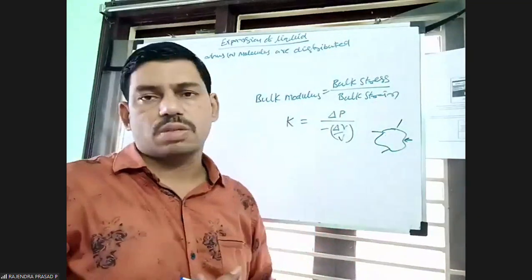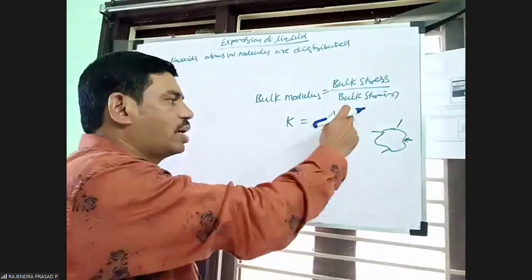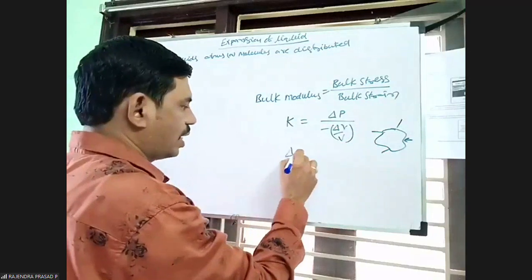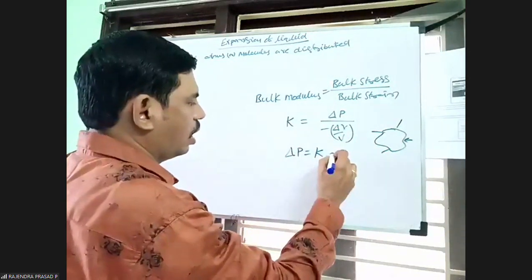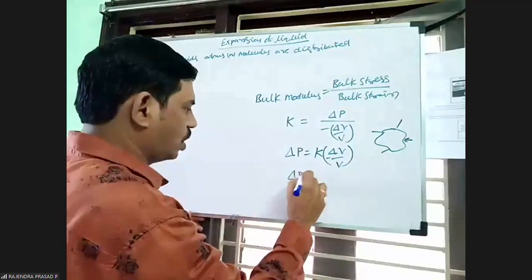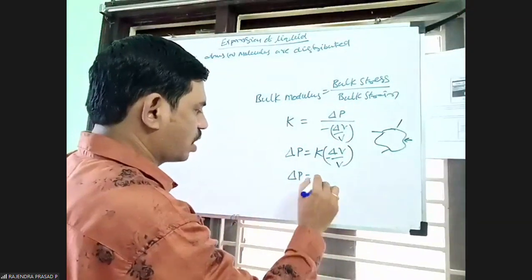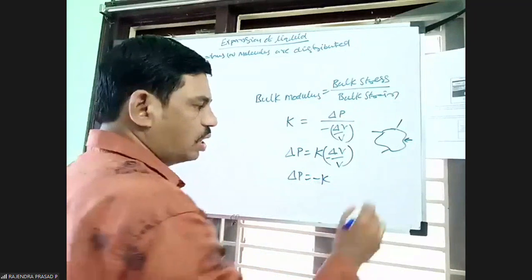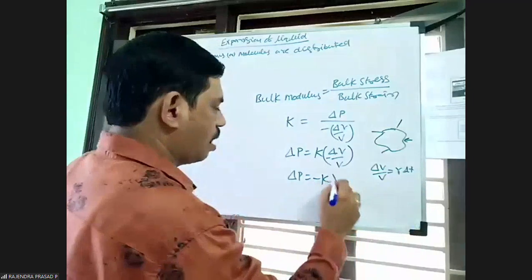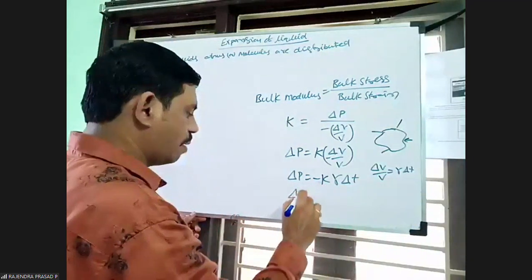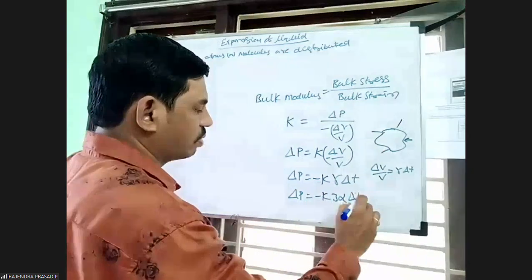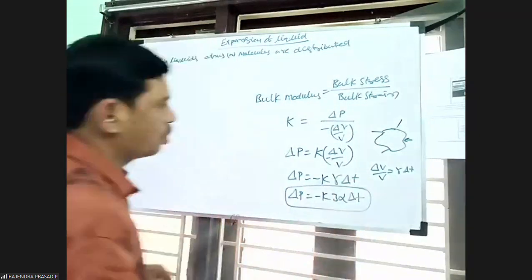This is called bulk strain, and bulk stress means delta P. So K is equal to delta P by delta V by V. Then delta P is equal to minus K into delta V by V, with a negative sign. What is delta V by V? Delta V by V is equal to gamma delta T. So delta P is equal to minus K gamma delta T. This is one formula.